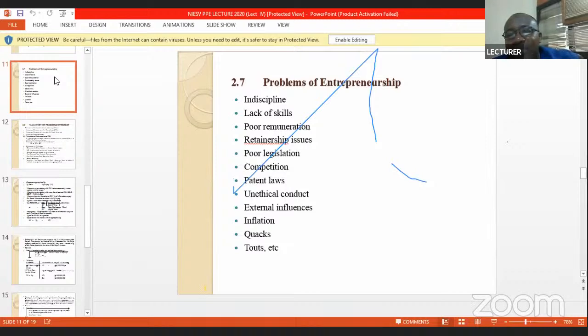And my people, the best thing you can do is to shape your life in terms of rules and regulations. As professionals, what keeps us going is our character. I don't want to overemphasize that because I've talked about it many times. The next thing is lack of skills. One great problem we have as entrepreneurs in Nigeria is lack of skills.